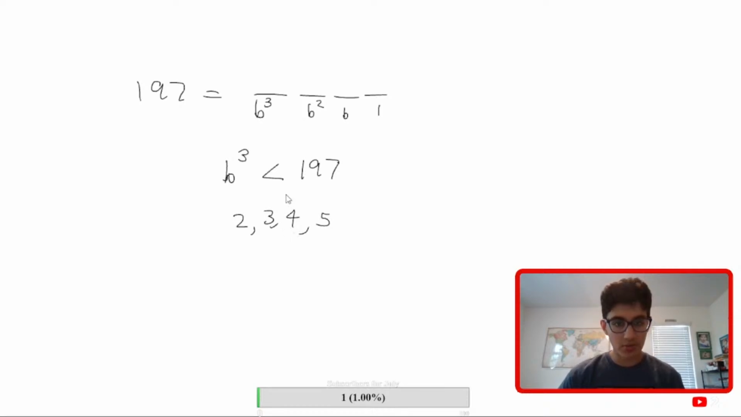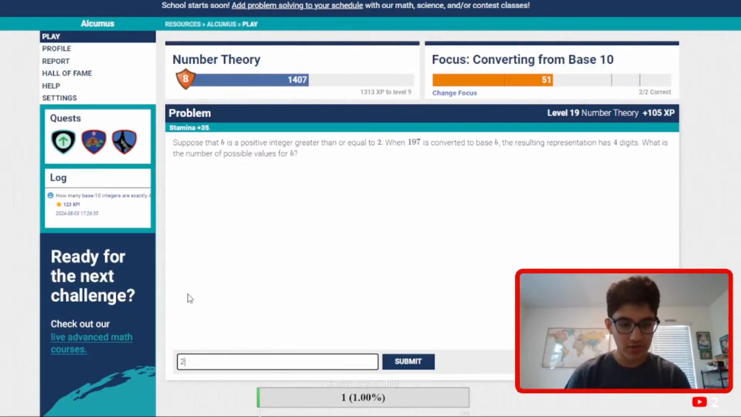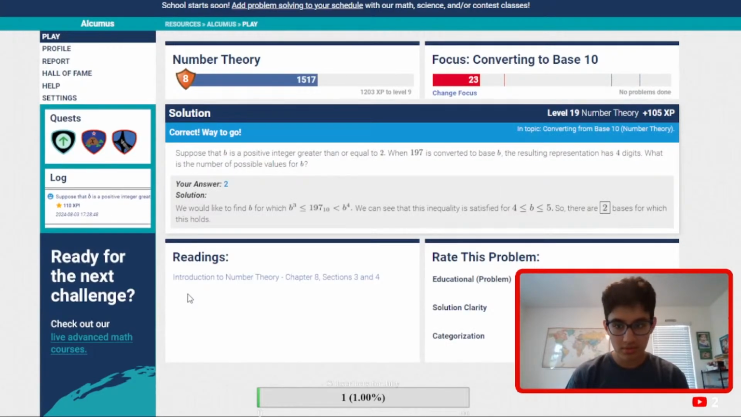Now we need to narrow down a bit more though. So the maximum value, and let me just check that you can see what I'm writing in case it got cropped out, is equal to b to the 4th minus 1, right? So that means 2 doesn't work because that isn't 197. It's too little. Same with 3, right? 3 to the 4th is way too little. 4 works, and 5 obviously works as well. So that means it's just 4 and 5, so 2.